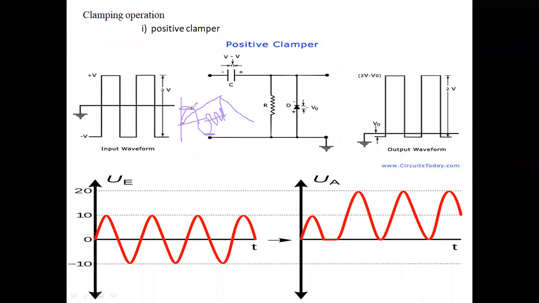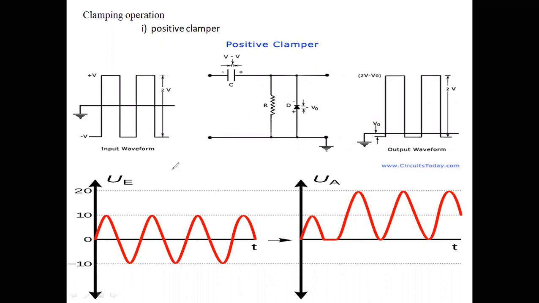Therefore, you have to keep this point in mind before starting our discussion. For all clamper circuits, the time constant is very large. Then only will you get the clamping waveforms. Therefore, you should not take the time constant to be very small.